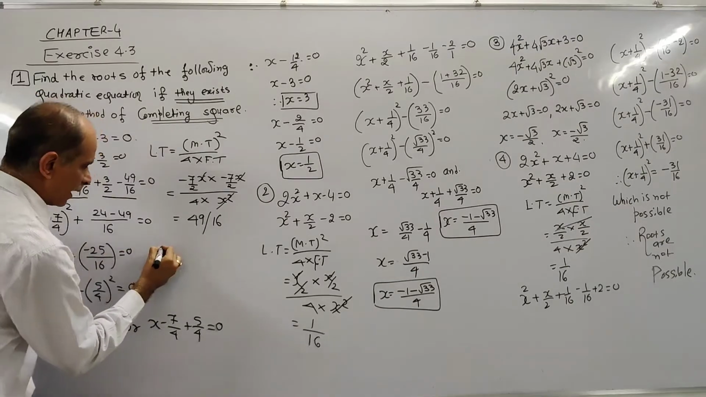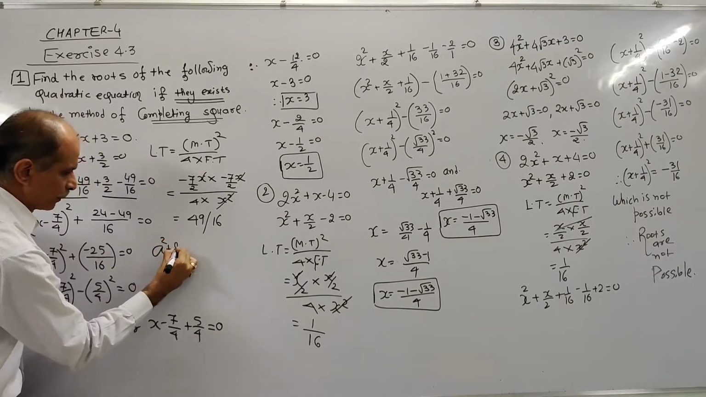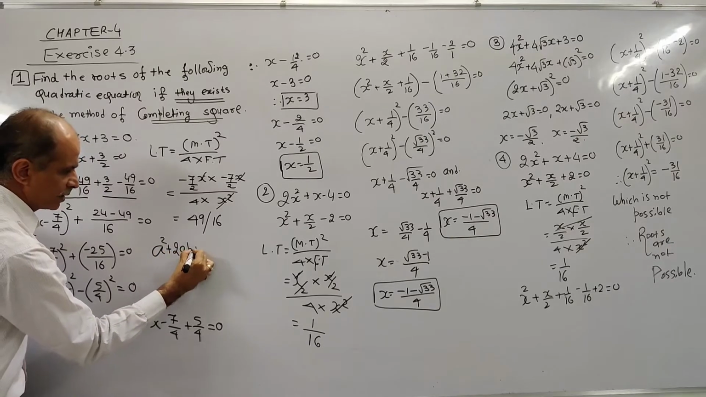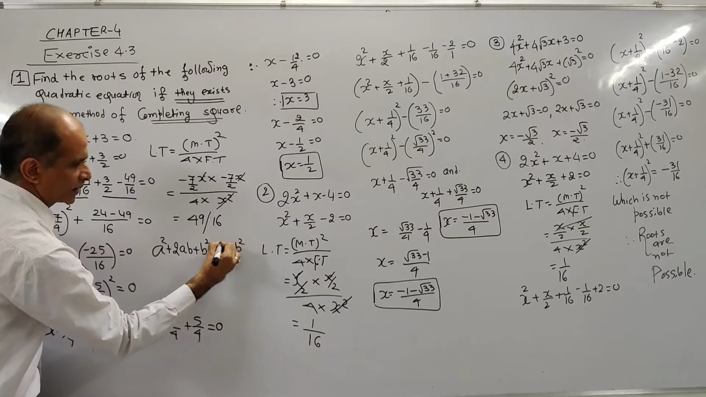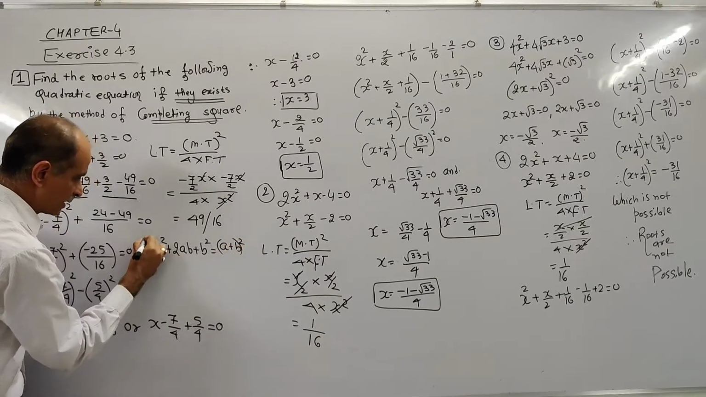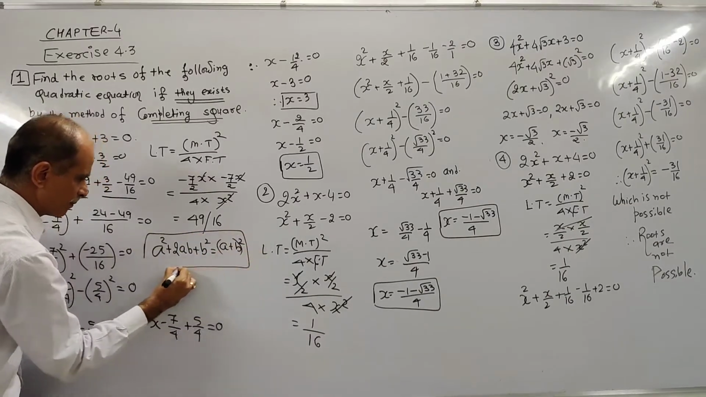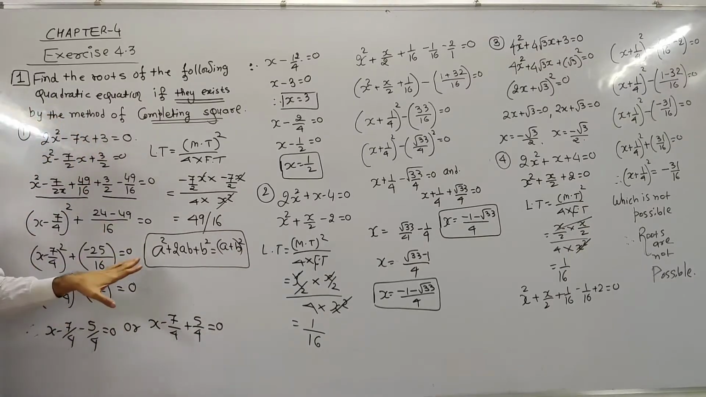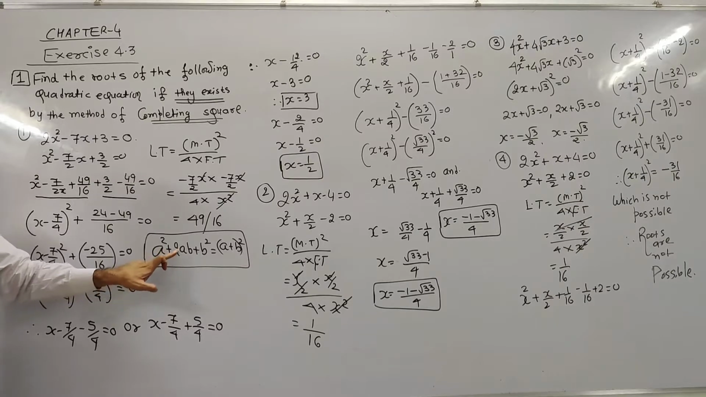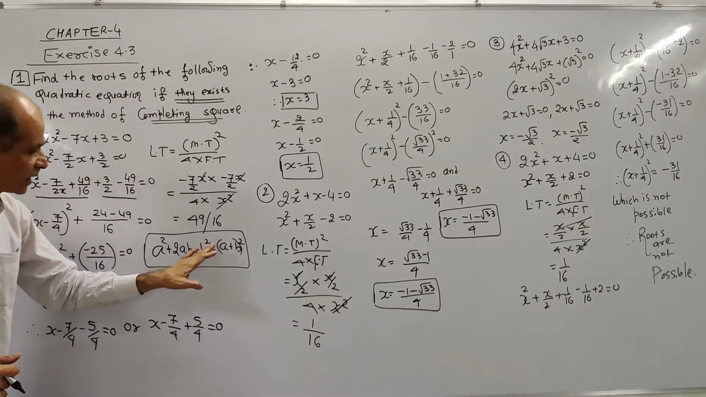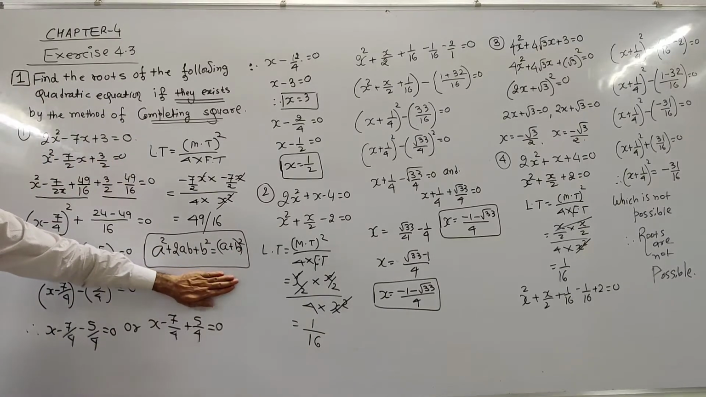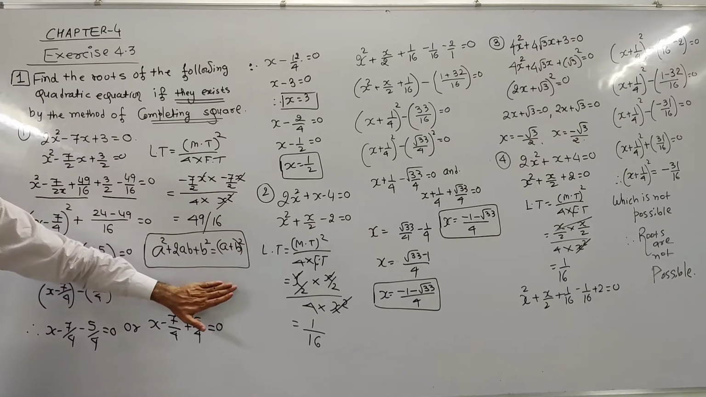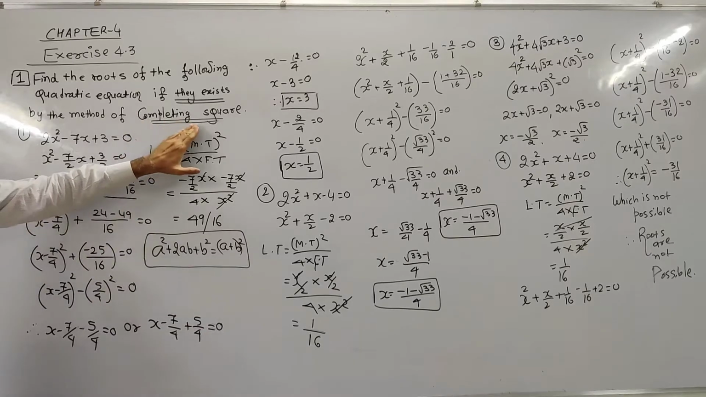You know the formula: a square plus 2ab plus b square is equal to (a plus b) whole square, and that is known as the method of completing square. If any polynomial is in the form of a square plus 2ab plus b square, you can write it as (a plus b) square. You have to use this concept to solve a quadratic equation by the method of completing square.